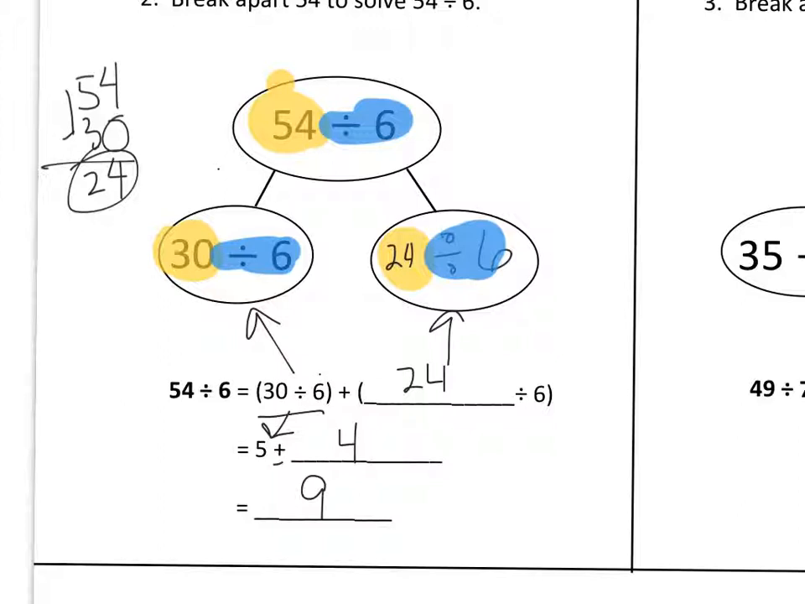Because we have to put these numbers right here. We got to put them back together. Because we broke them apart here, and now we're putting them back together down here. 5 plus 4 is 9. 9 is our answer. 54 divided by 6 is 9.